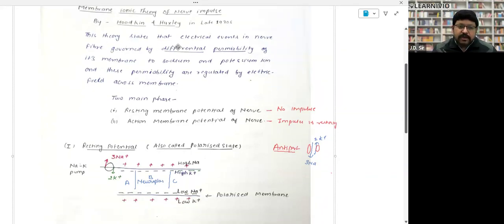This theory states that the electrical events in the nerve fiber are governed by differential permeability of its membrane to sodium and potassium ion, and this permeability is regulated by the electric field across the membrane. So what is differential permeability? Differential permeability means there is a different behavior of our membrane for sodium and potassium.